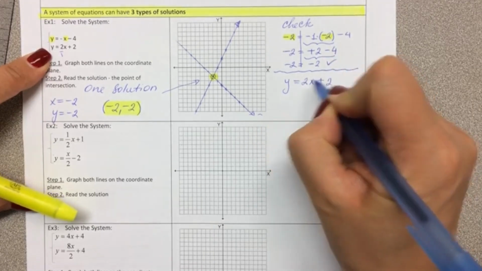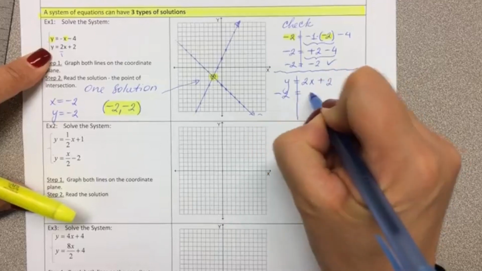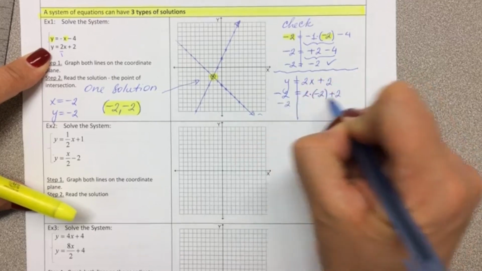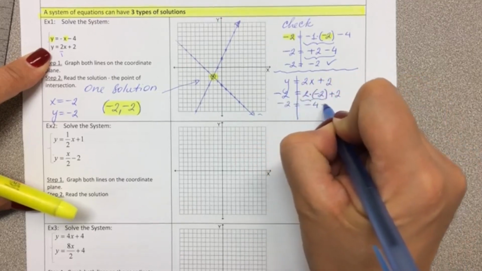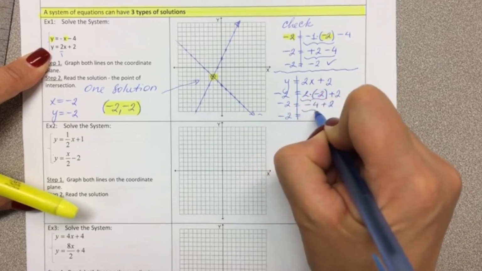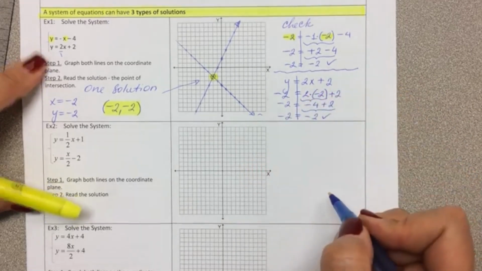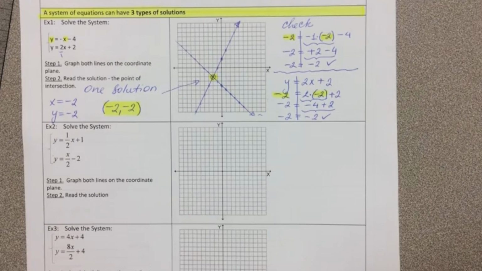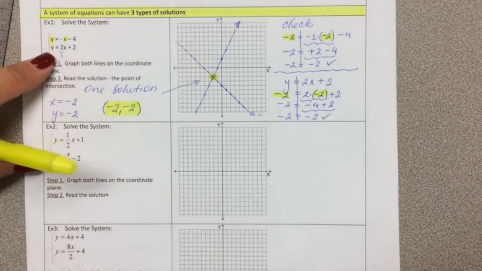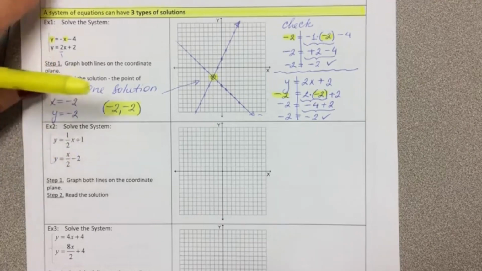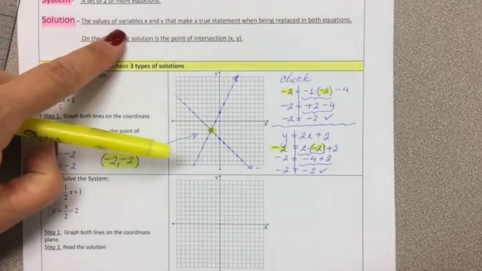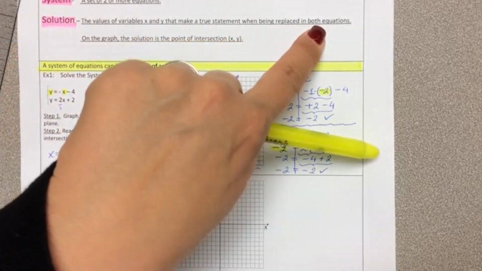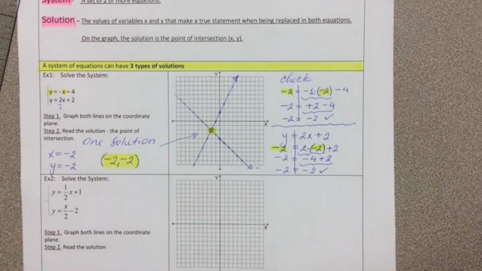So in the second equation, if I substitute, instead of y, negative 2, multiply times x, which is negative 2, we have negative 4 plus 2, and that one is negative 2 equal negative 2, a true statement as well. So in order to prove that the solution is found correctly, you have to substitute the x and y coordinates in both equations, and that is based on our definition up here. A solution is the value of the variables x, y that make a true statement when being replaced in both equations. So we have to make sure that it makes a true statement in both equations.